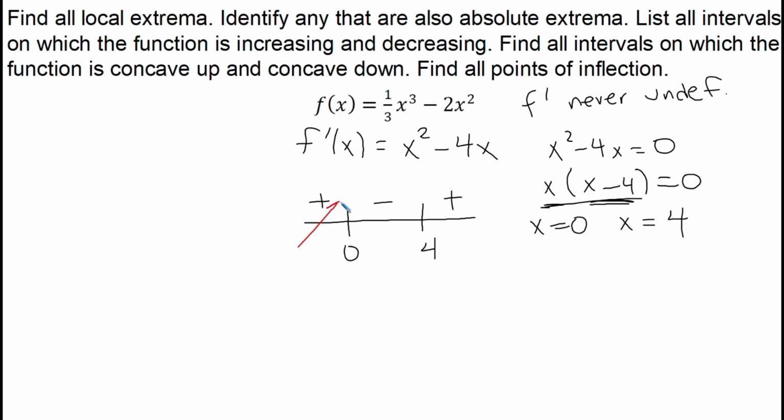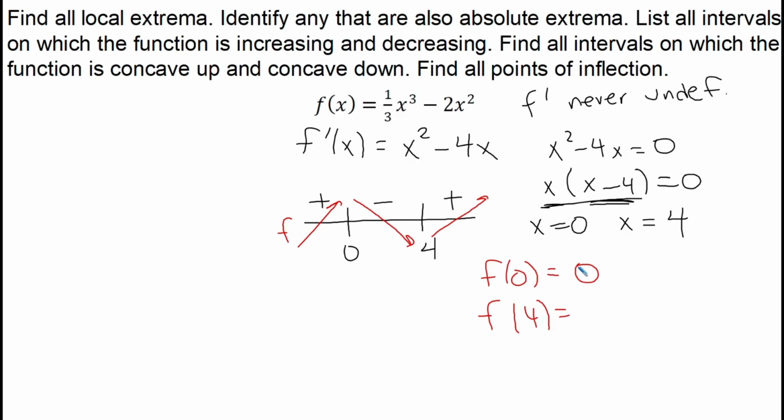So we can be guaranteed that our function goes from increasing to decreasing to increasing. And also that we do need to know what f of 0 and f of 4 both are. So f of 0 is just 0, right? That's easy to plug into your original function. F of 4, though, is a little more difficult, right?